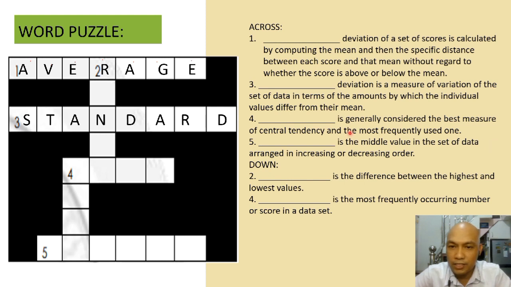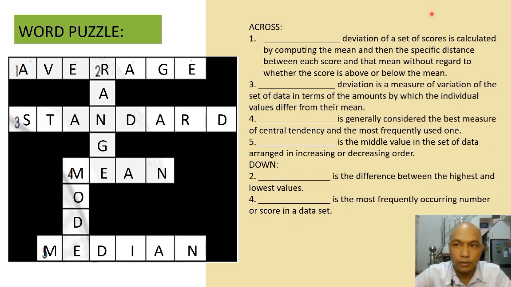Next, for number 4, it is generally considered the best measure of central tendency and the most frequently used one. Siyempre, it refers on the mean. Then number 5 is the middle value in the set of data arranged in increasing or decreasing order. So we have the median. Pagdating naman sa down, it's the difference between the highest and the lowest. Siyempre, is about range. And pagdating kay number 4, down is the most frequently occurring number of score in the dataset. It refers on the mode.